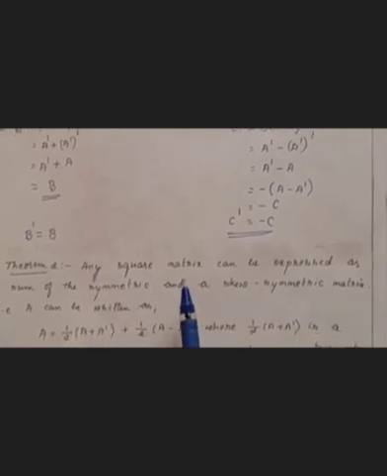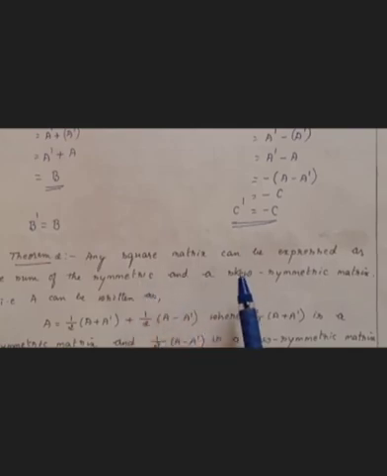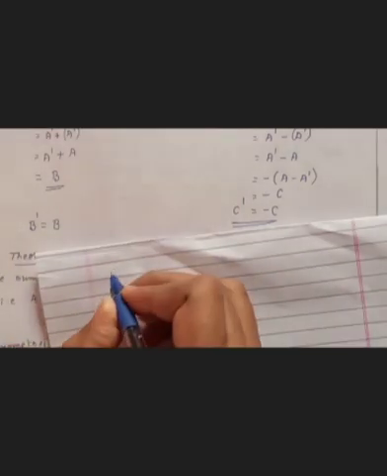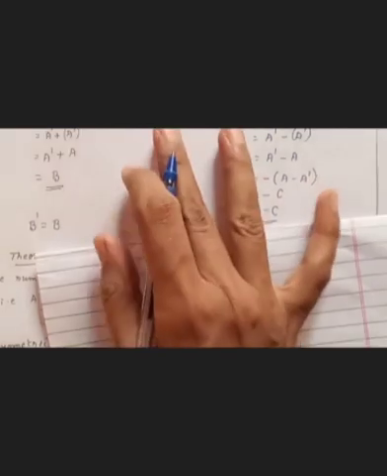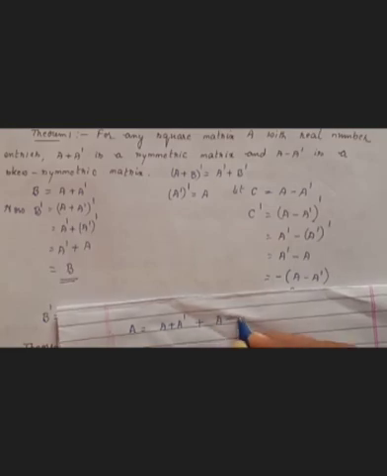Next, one more result based on the symmetric and skew symmetric matrix. Any square matrix can be written as the sum of a symmetric and a skew symmetric matrix. So if you consider A is a square matrix, we already proved that A plus A dash is symmetric and A minus A dash is skew symmetric. If I write A plus A dash plus A minus A dash, if I add these two, what will we get?